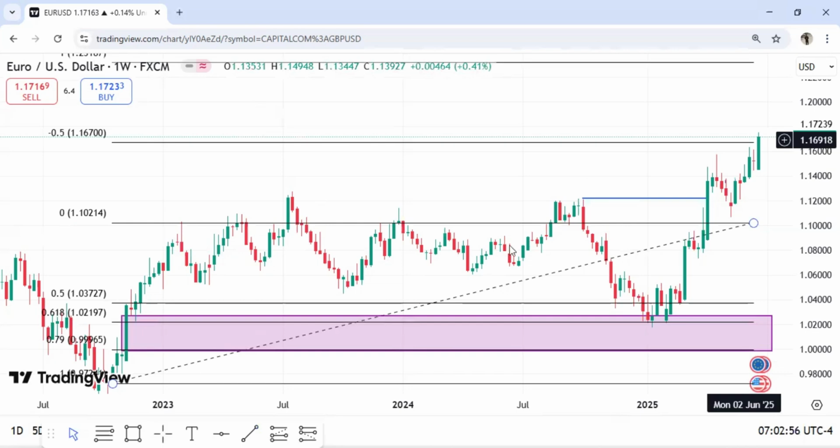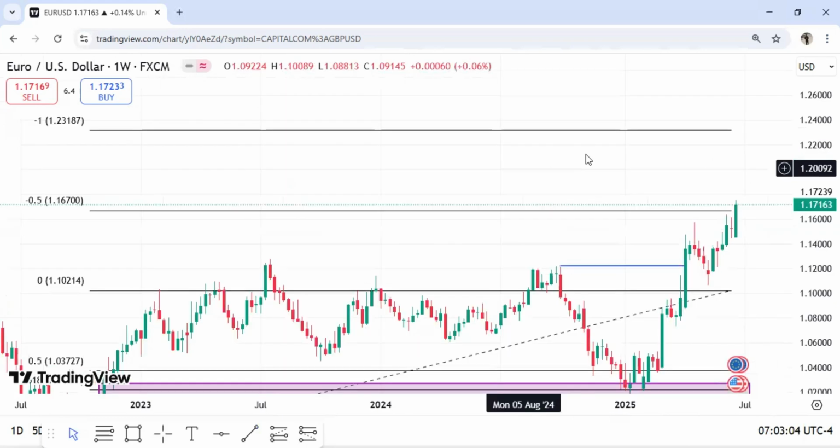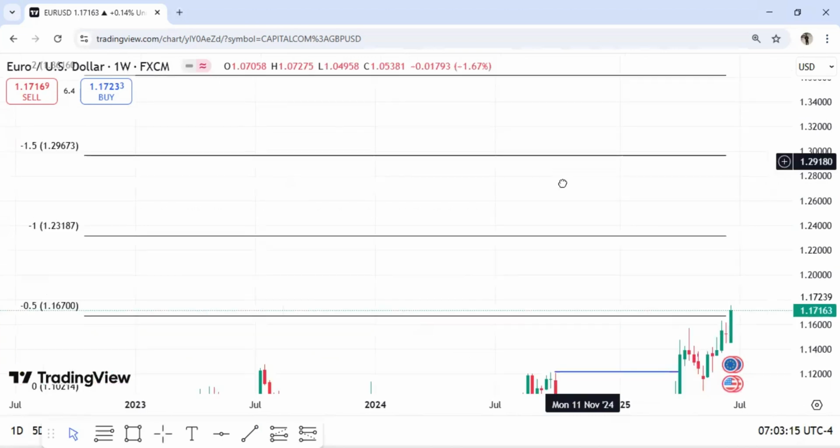So if we are going to be getting more push to the upside, we are going to be seeing a push to the 1% level, and maybe under continuation, we are going to be seeing a push to the minus 1.5% level. This, by the way, is the EURUSD weekly time frame.